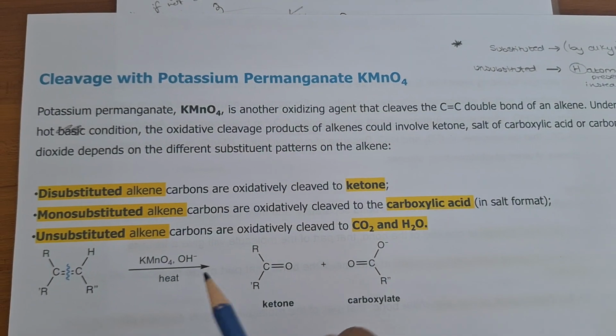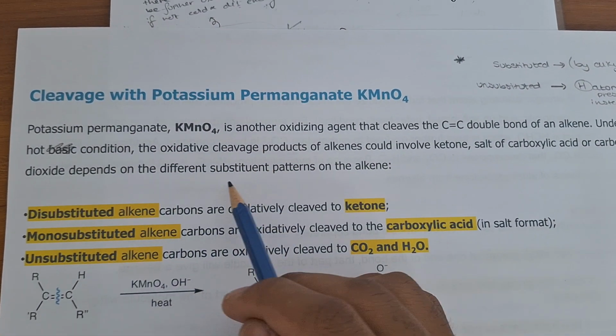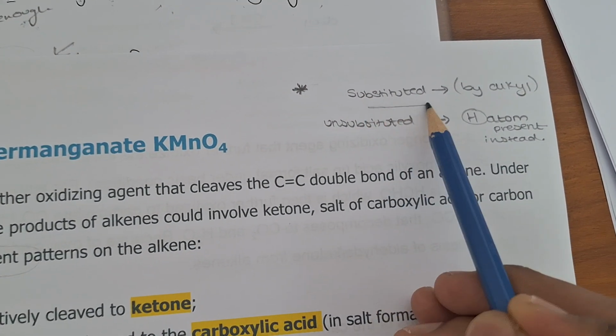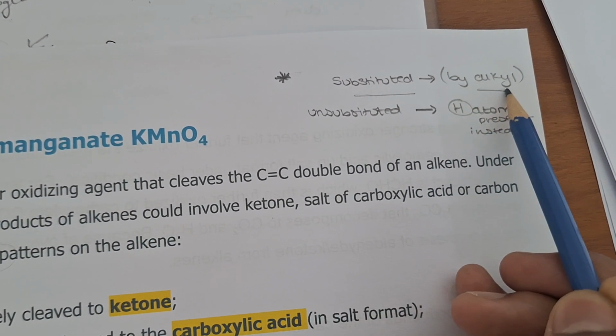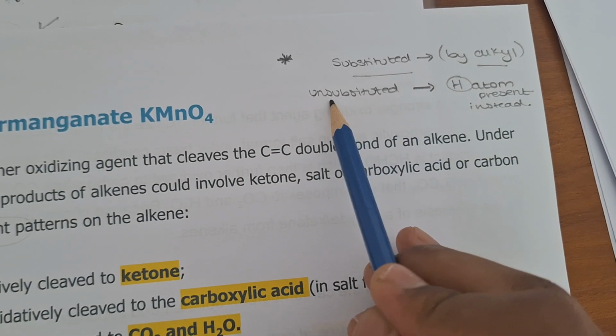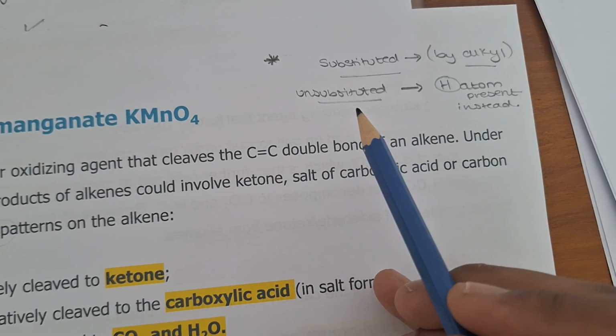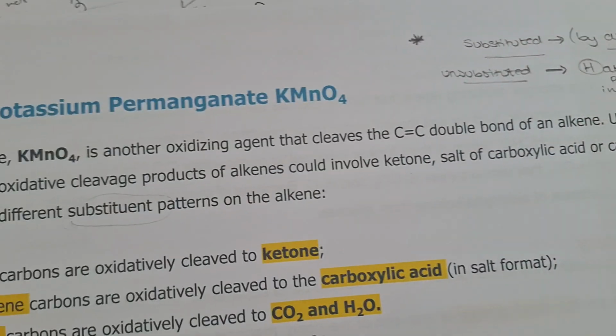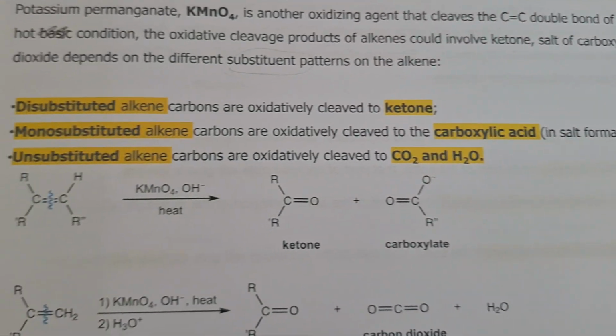Right? Et voilà. Bon, quand il veut dire substituted, il peut dire substituted by an alkyl group. Et unsubstituted veut dire substituted pas par un alkyl mais plutôt par un hydrogène. Alors, il y a tout simplement un hydrogène atome là-bas.